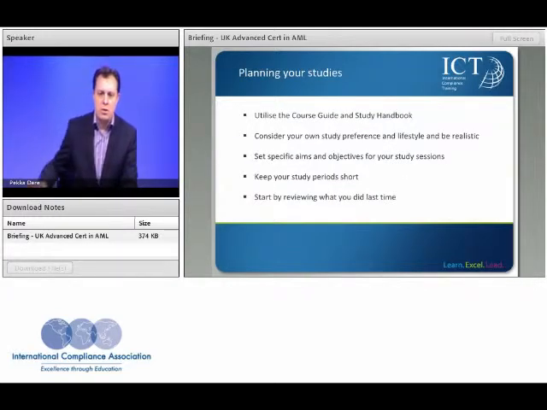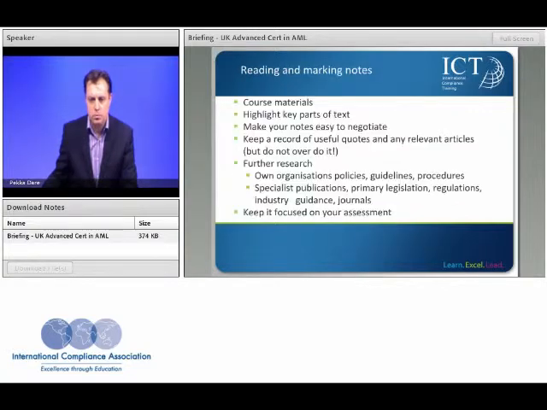Again, lots of advice in the program about how to go about studying and preparing for the examination, including what to take into the final exam and how to structure your answers. Again, there will be lots of reading and further research material provided to you during the program, including primary legislation, industry journals, research, industry guidance, as well as giving you the facility to use information from your own organisations.